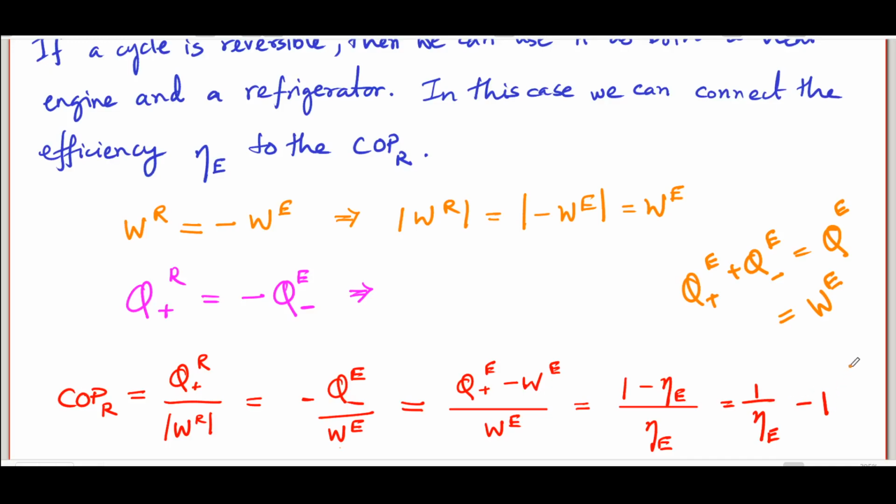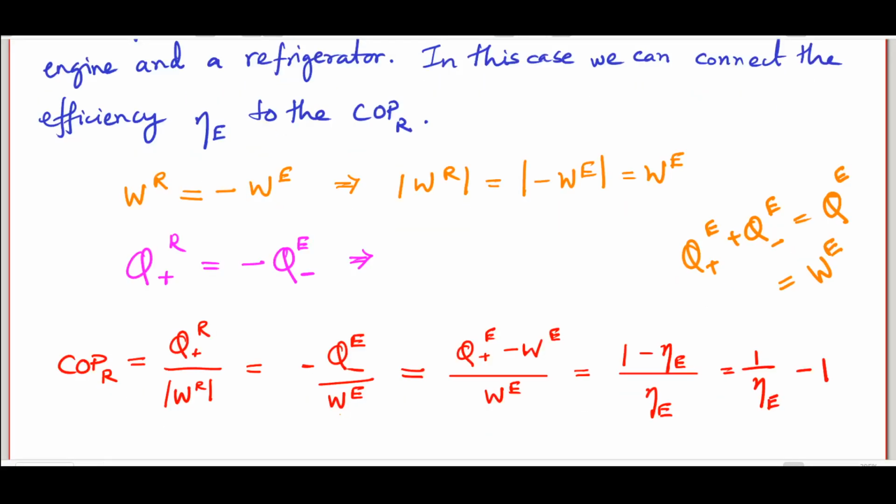Very often you will see a textbook say that the relationship between the coefficient of performance and efficiency of a heat engine is that COP is 1 by eta minus 1. But you have to remember that they are really referring to two different situations. One where you're running the heat engine as a heat engine, and the other where you're running it as a refrigerator. And that can be done only if the engine happens to be reversible, which frankly is very, very rare, but very, very important.